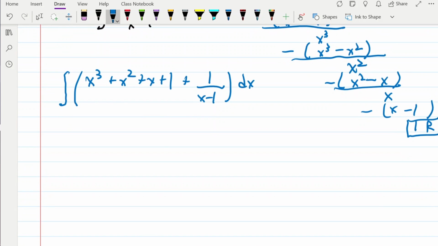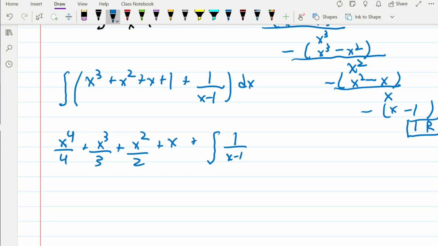So instead, we're just going to break up these intervals. We'll integrate the first part and leave this out on the end to integrate right after. So we are going to get x to the 4th over 4 plus x to the 3rd over 3 plus x to the 2nd over 2 plus x plus the integral of 1 over x minus 1 dx.